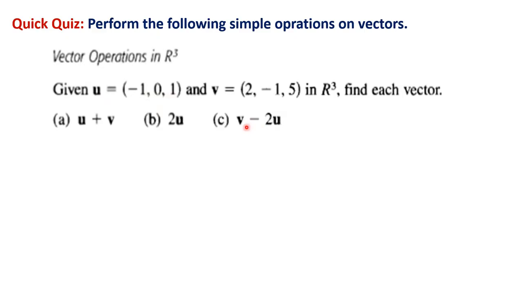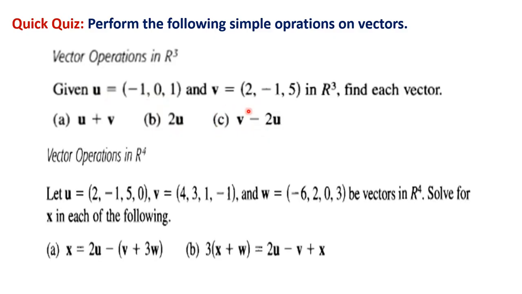And then you can do this other operation, like v minus 2u. Now this is your v vector, and you found 2u here. So now you do a subtraction, you find the difference. So just do it.